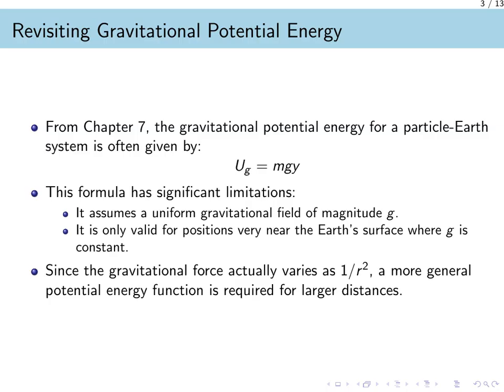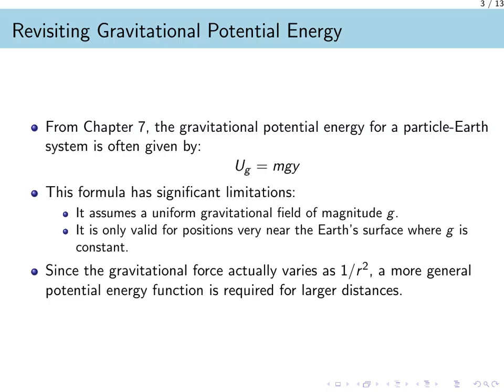This simple formula is very useful, but it relies on a key assumption, that the gravitational field is uniform. That is, it assumes the value of g is constant everywhere. This assumption is only valid for situations close to the Earth's surface, where changes in height are small compared to the Earth's radius. However, we know that the gravitational force is not constant.